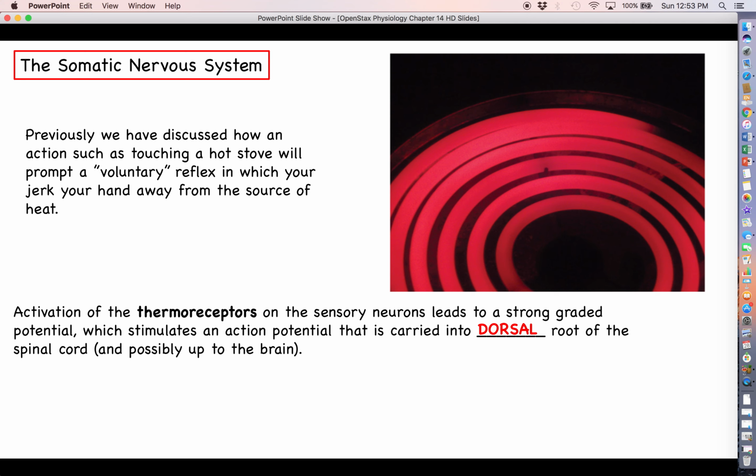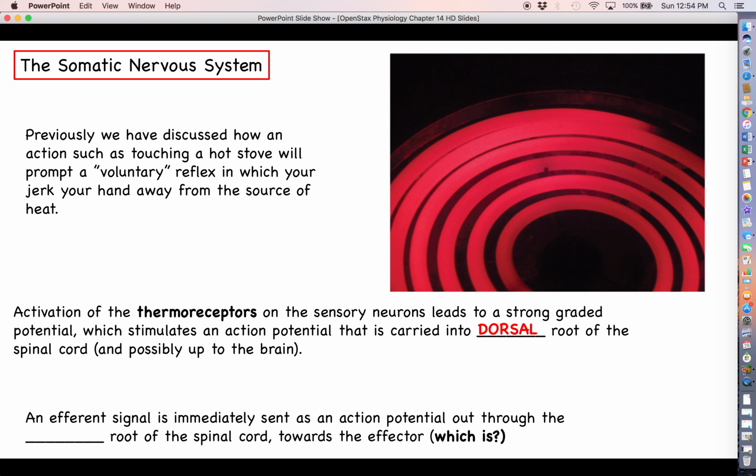But of course, in the previous chapter, we looked at an example of the patellar tendon reflex in which it's very quick, it doesn't go to the brain, it just goes in through one side of the spinal cord and out through the other. Speaking of going out through the other, the efferent signal will be sent immediately as an action potential through a motor neuron, and its axon projects out through the ventral root of the spinal cord.